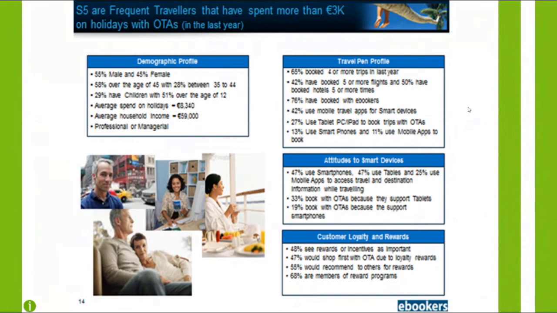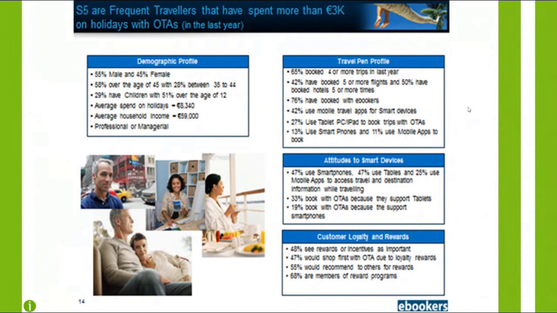What are they spending on holidays? What is their household income? What are their attitudes to smart devices and technology? How do they engage with loyalty and rewards? So any brand can really decide what's important to them when it comes to developing a pen profile. What joins these group of people together to really target a campaign, or create that persona that might represent only 20% of the adult population, but that persona is exactly the type of person you want to sell to. It's exactly the type of person you want as a customer.